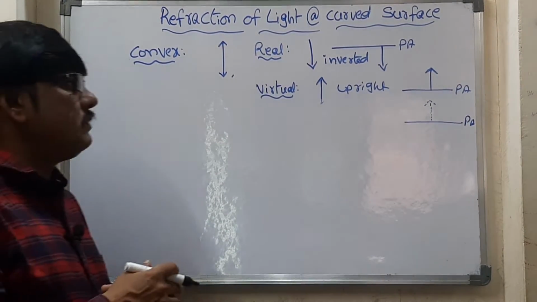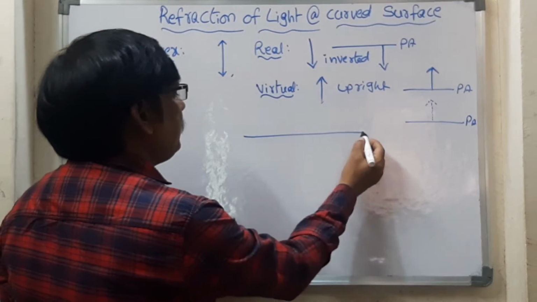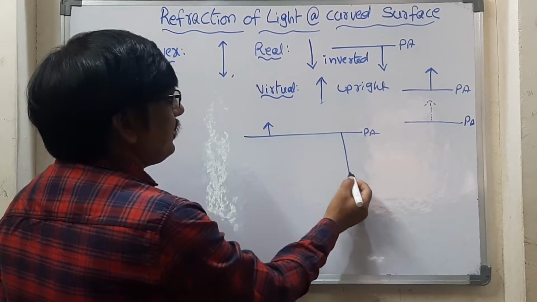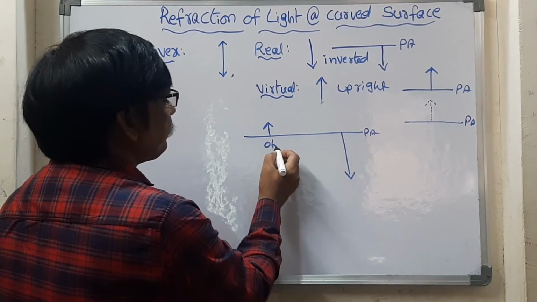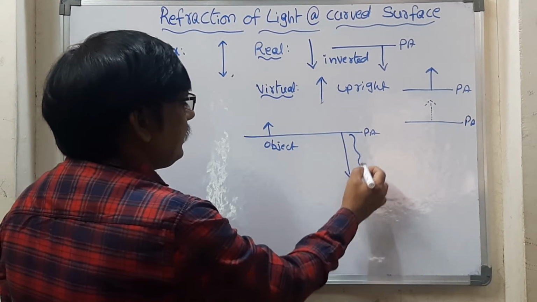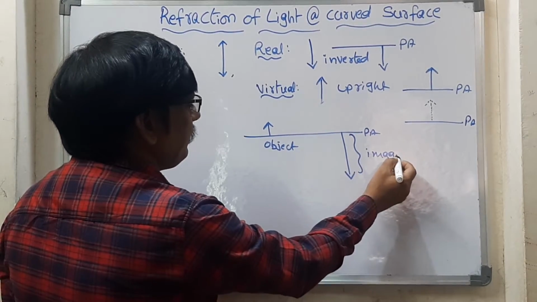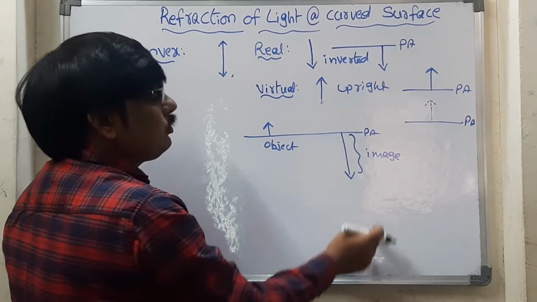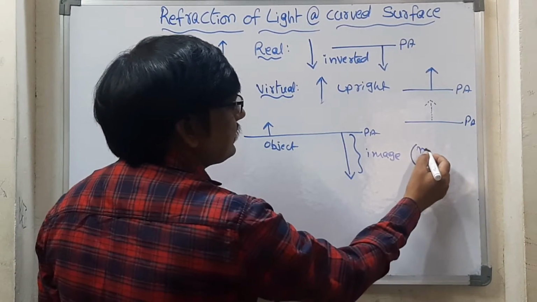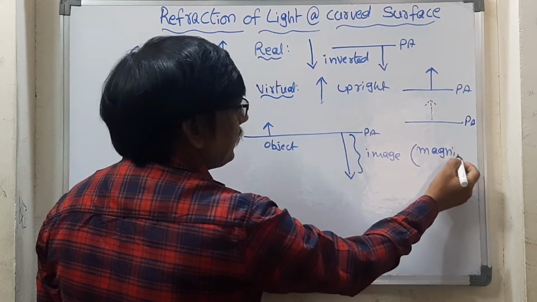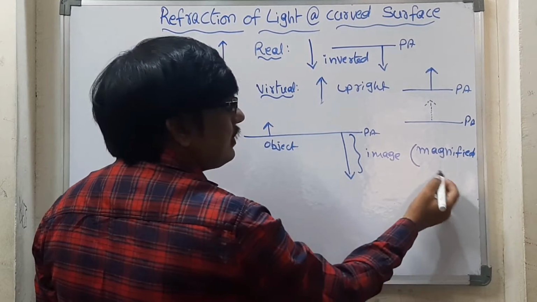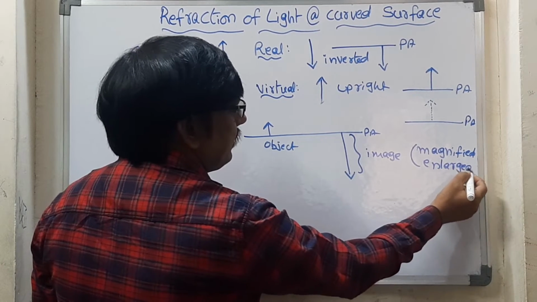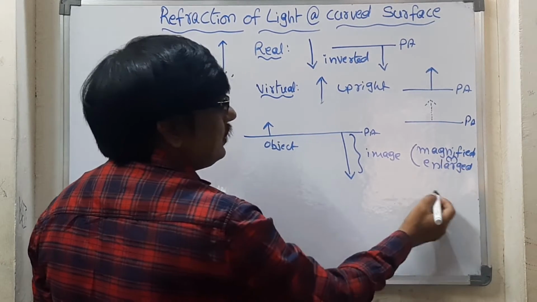And still some more terms, now let us learn. For example, this is a principal axis and this is an object, and this is the image formed. When we observe, the size of the image is more when compared with the object. This time we use the word magnified image. Also we can say enlarged. Either magnified or enlarged we can use.